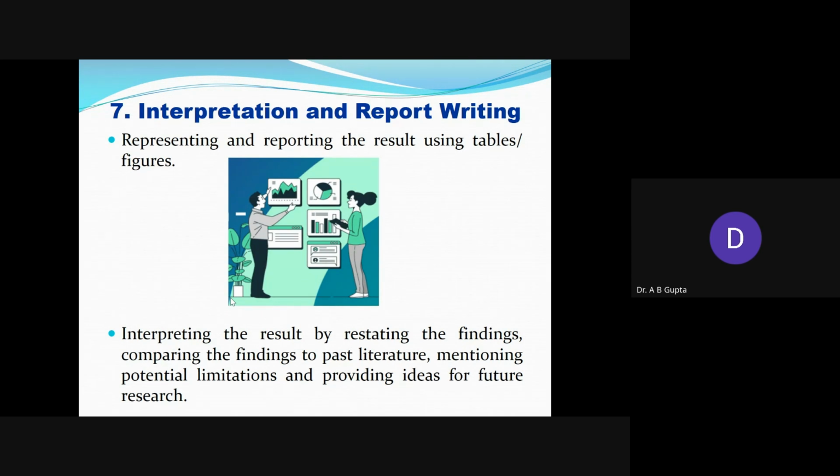So all that reporting in various formats is how you are interpreting your data, and you are also writing a report: how you have carried out this research, what type of data you have collected, how you have analyzed it, and how you have interpreted it. You will be comparing it with the past literature, and maybe you will also tell what were the limitations of your research study, and what are the areas in which other people can carry out research in future. All that will be part of your report writing.